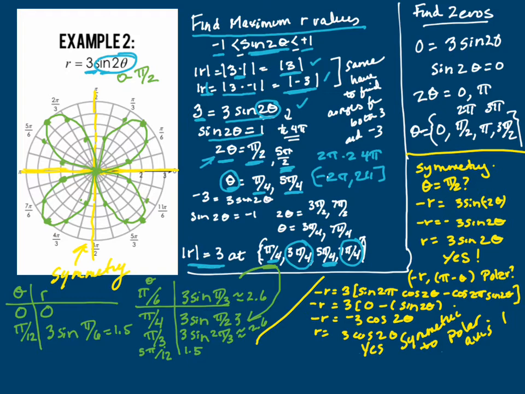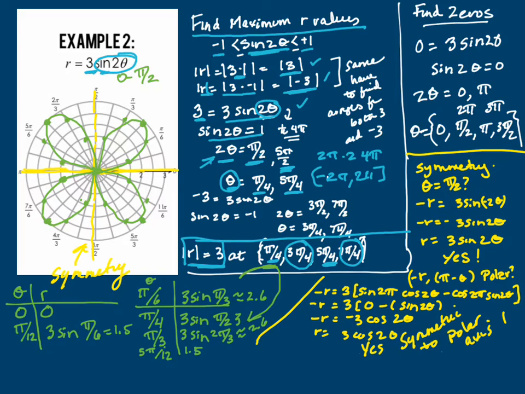And this is how you write this. You say absolute value of R equals 3. That gives you your plus or minus 3 at pi over 4, 3 pi over 4, 5 pi over 4, and 7 pi over 4. Okay, so that is finding our maximum R value.